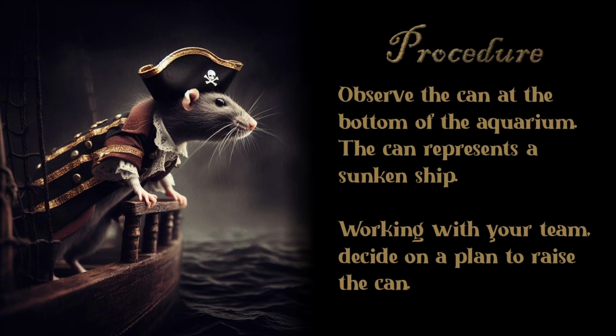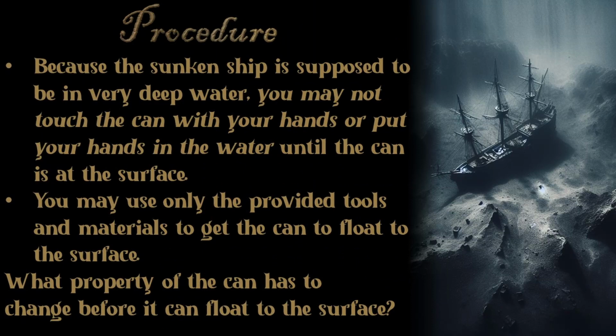You will want to observe the can at the bottom of the aquarium. The can represents a sunken ship. Working with your team, decide on a plan to raise the can. Because the sunken ship is supposed to be in very deep water, you may not touch this can with your hands or put your hands in the water until the can is at the surface. You may use only the provided tools and materials to get the can to float on the surface. What property of the can has to change before it can float to the surface?